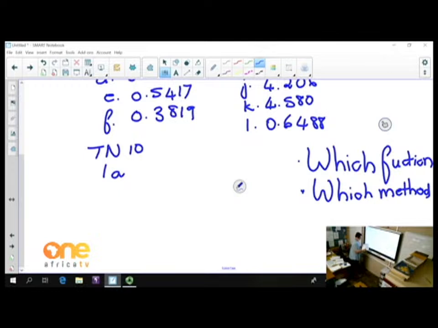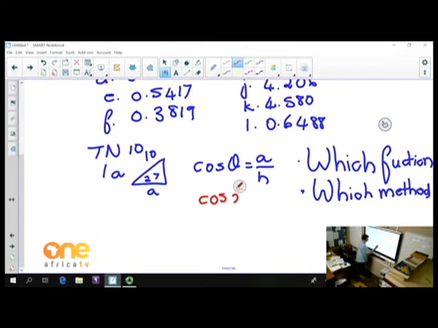Right, so the first one there is now, it looks like this, 27 degrees and 10 with a. So which function are we going to use here? Can you see that it is cosine? This is the included angle, cosine. So in the first place, I'm going to write cosine theta is equal to adjacent over hypotenuse. That's your first step. Now you substitute. So now I'm going to say that cosine 27 degrees is then equal to the adjacent over 10. I substitute my values in here.